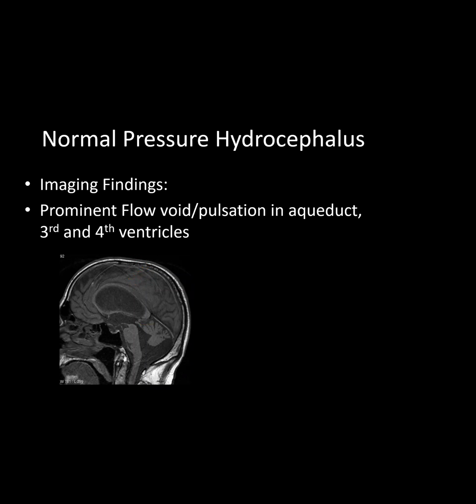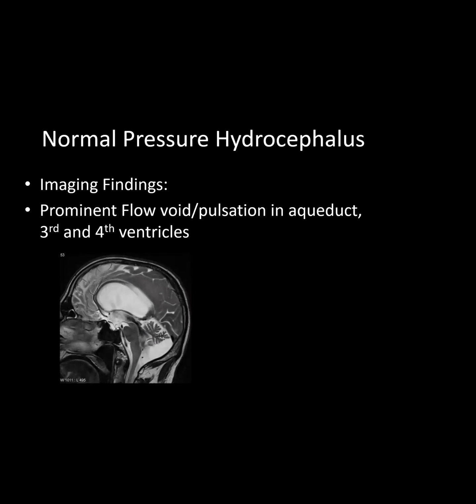And one thing you might see on a FLAIR or T2 image is that when you have hydrocephalus, you'll get increased flow through your aqueduct and your fourth ventricle. So that's another thing to look out for on T2 and FLAIR.